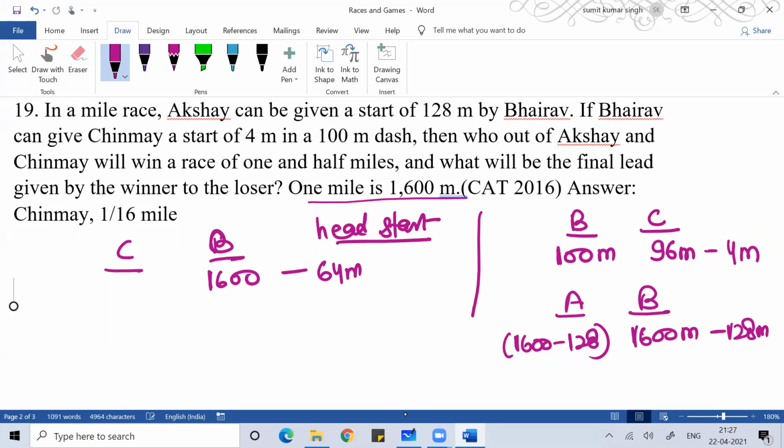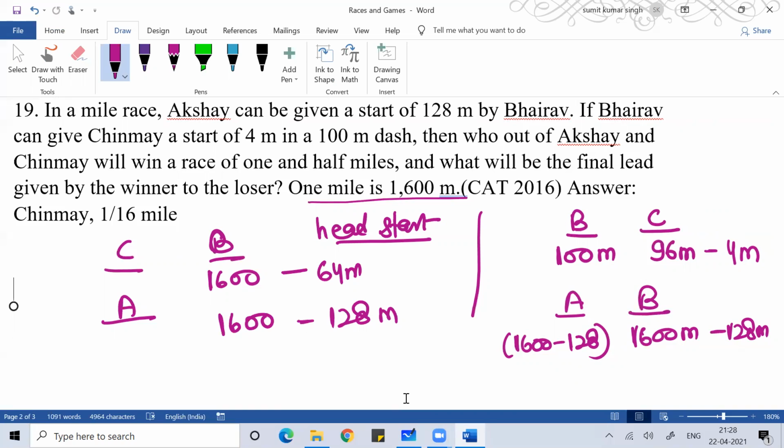Okay. Similarly, in 1600 meter, Bhairav has given how much start to Akshay? Bhairav has given 128 meter start to Akshay. So you can understand that Bhairav has given 64 meter start to Chinmay in 1600 meter, and 128 meter start to Akshay in 1600 meter race. So the head start given to Akshay is double the head start given to Chinmay. You can understand that part.